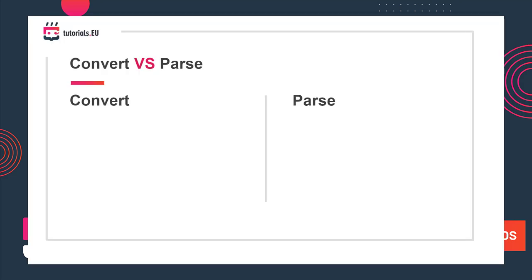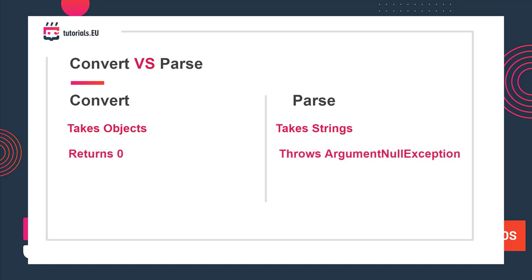The main differences between the Convert and the Parse methods are the following. Convert takes an object as an input or an argument, where Parse takes a string. The Convert method will never throw an ArgumentNullException if you pass it null as an argument. It will simply return the default value for the value type that you are trying to convert to, for example, 0 for integers or false for a boolean. Where Parse will throw an exception if you pass it null.